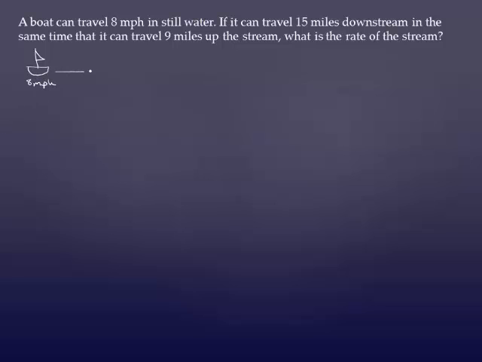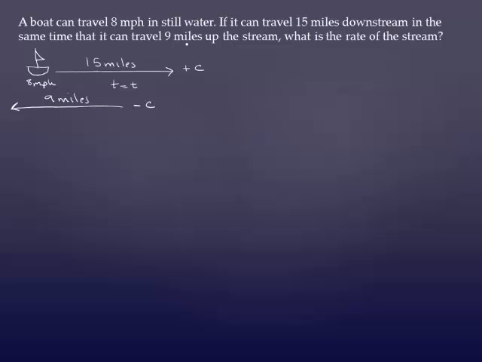If it can travel 15 miles per hour downstream, 15 miles downstream, in the same time it can travel 9 miles upstream. Okay. T is the same. This is plus current. This is against the current. What is the rate of the stream? So sometimes for some people the picture is a little bit better.